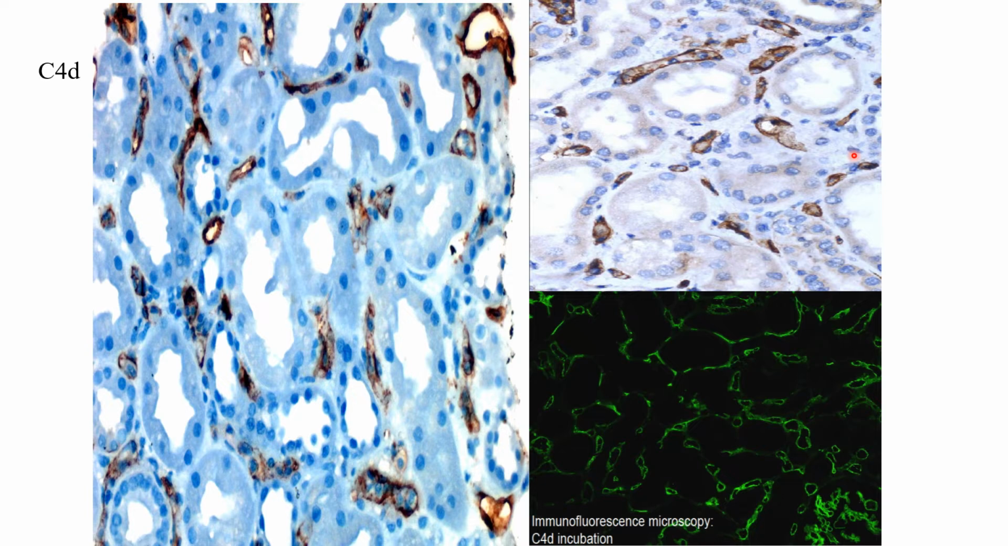Sometimes the C4d staining is negative. In these cases, it is the combination of the histology findings which must show you all the features that I have mentioned, starting with interstitial edema, tubular injury, if present glomerular and vascular changes, but peritubular capillaries surrounded by neutrophils appearing dilated are mandatory.